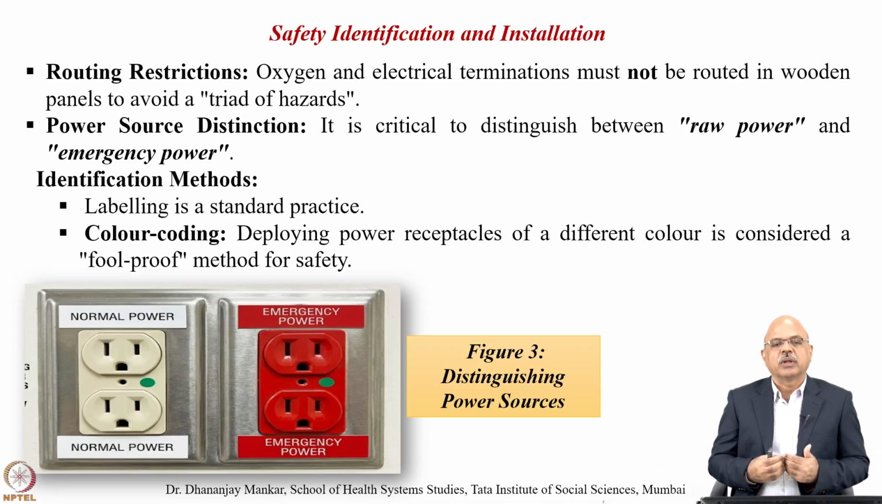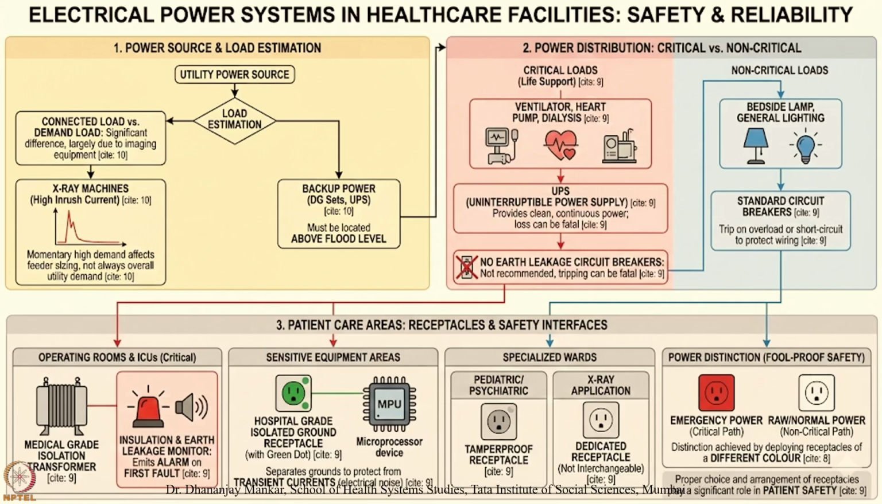Power source distinction. It is critical to distinguish between normal power and emergency power. With respect to normal and emergency power, emergency power is shown in red, where the normal power is indicated in white, where the labeling is very important. Labeling is a standard practice and it needs to be encouraged. Color coding is deploying power receptacles of different colors, which is considered a foolproof method of ensuring safety with respect to the power sources, and healthcare workers also need to be given training for this part.